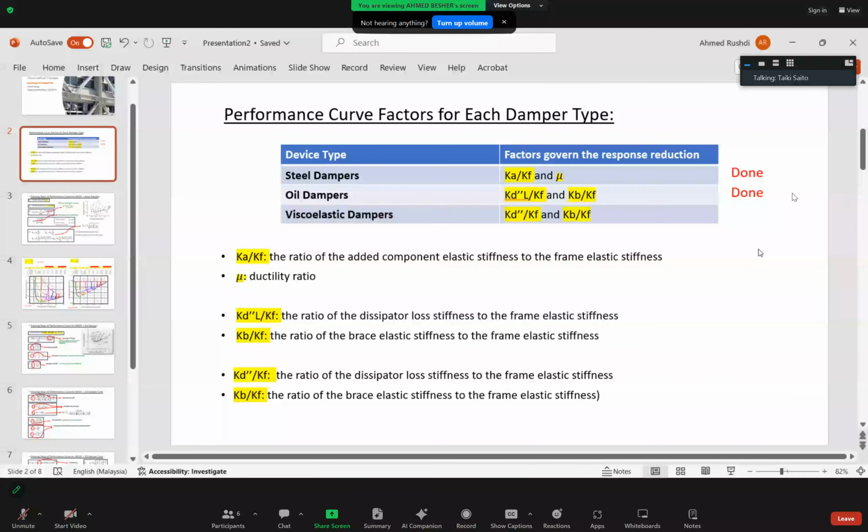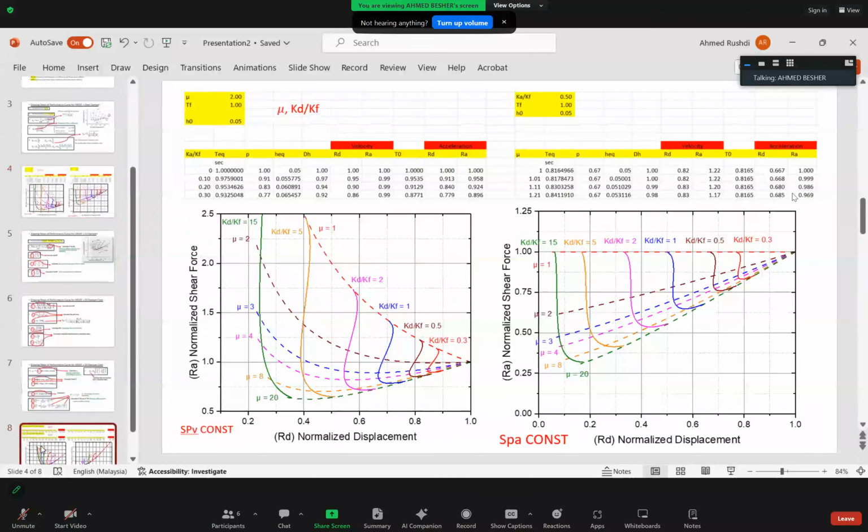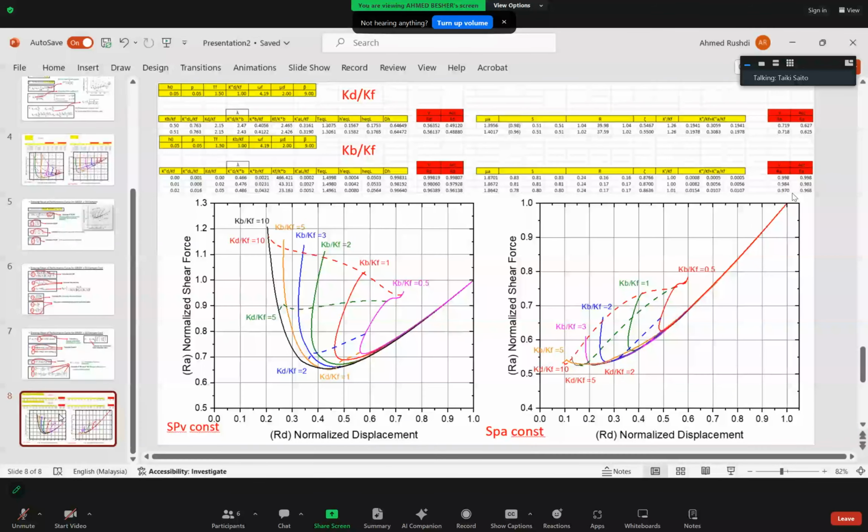Okay, so you succeeded to draw the same graph. Yes, Sensei. Very good. This for steel and this for oil damper. Could you send me this slide and Excel file? Yes, sure, Sensei. Very useful.